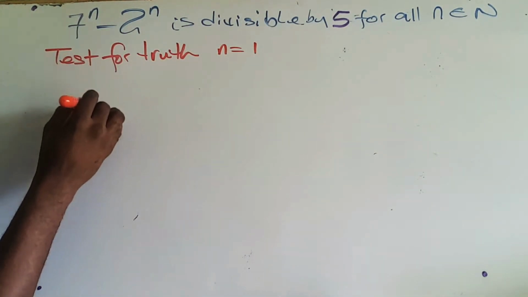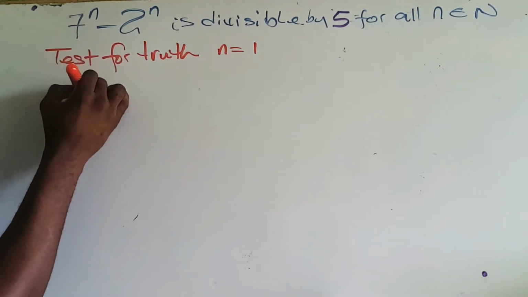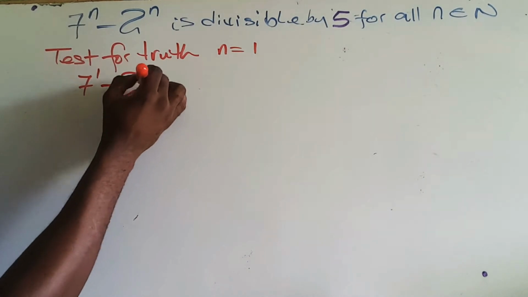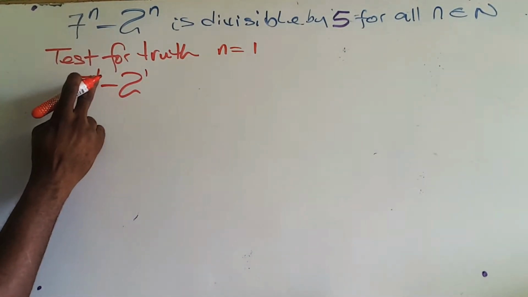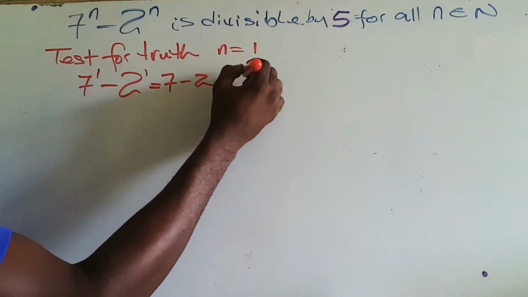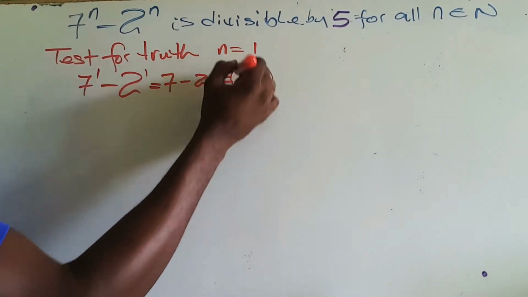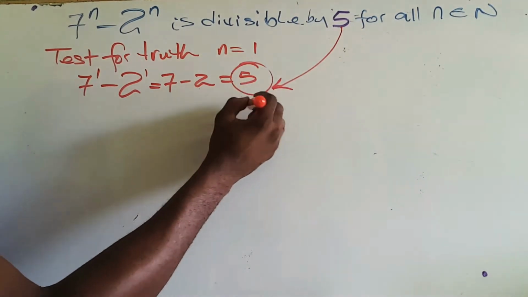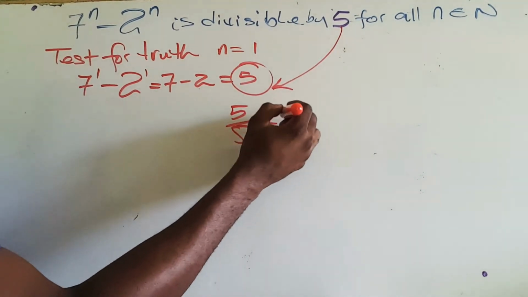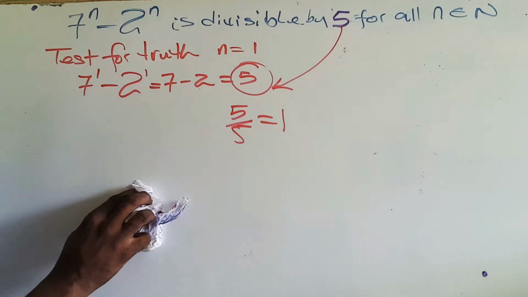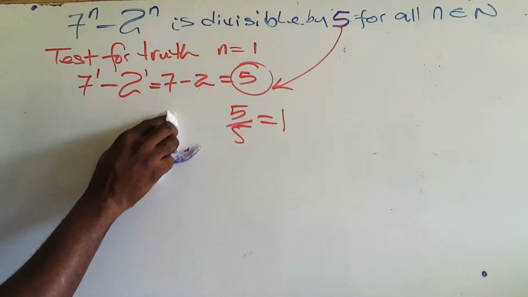So in this case, we're looking at 7 to the 1 minus 2 to the 1. I'm substituting 1 for n. This is going to land us 7 minus 2, which is equal to 5. And you can see that 5 is divisible by 5, because 5 divided by 5, we get the whole number 1, another natural number. So yes, it is true.